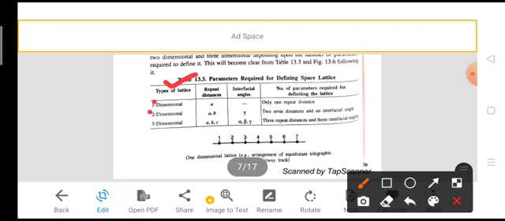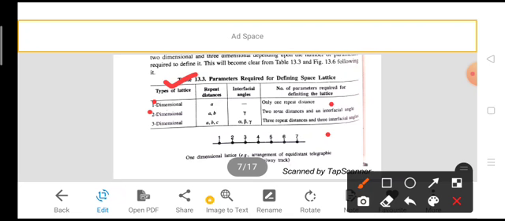For a two dimensional space lattice, the repeat distances are two, a comma b, and the interfacial angle is taken as gamma: two repeat distances and an interfacial angle. So the number of parameters required for defining the two-dimensional space lattice is two repeat distances and an interfacial angle.